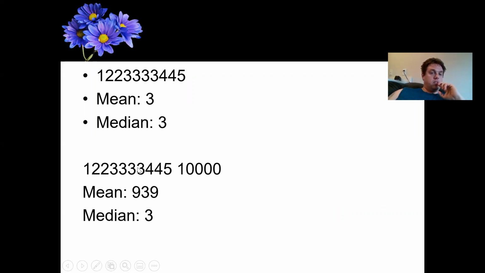However, let's say I have those same numbers, but I also toss in 10,000. Well, now my mean is all the way up to 939. This is kind of an extreme example, but this is showing how outliers can really mess up your mean, and where median can be useful. However, the median is still going to be 3. The middle number is still 3.